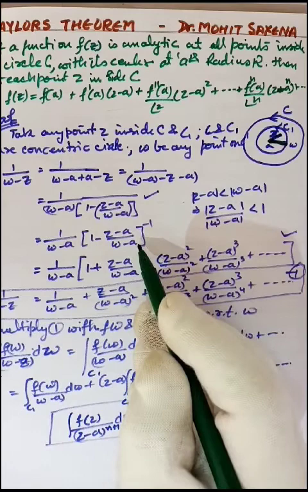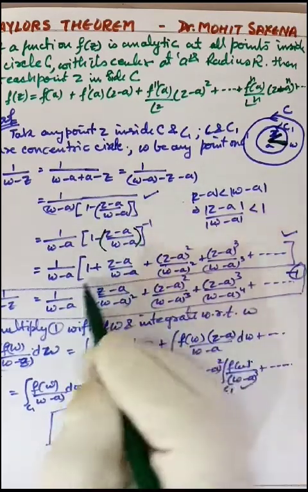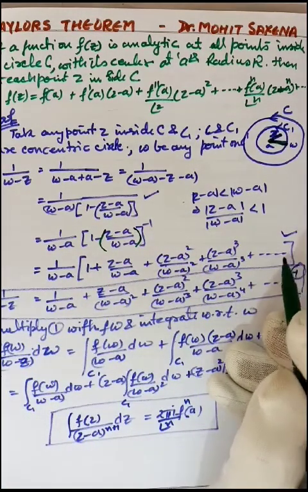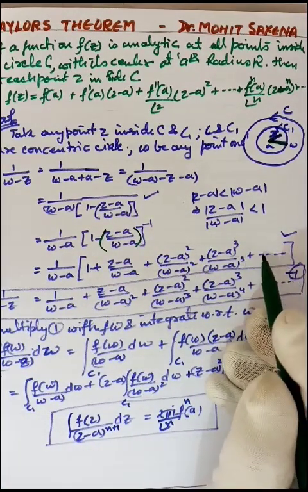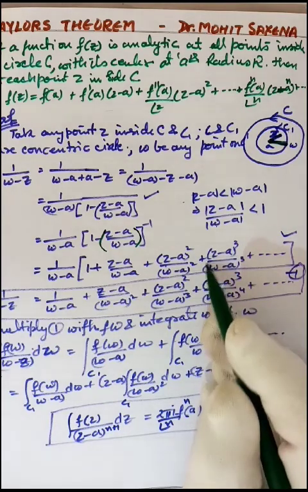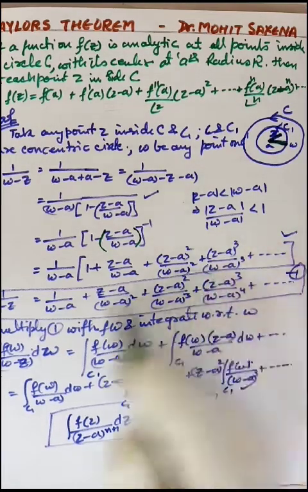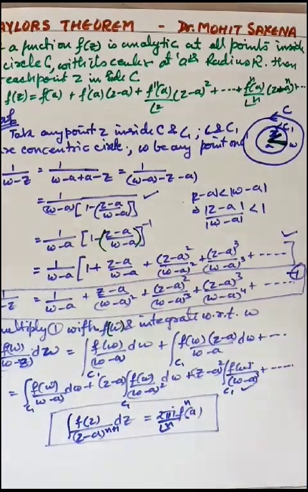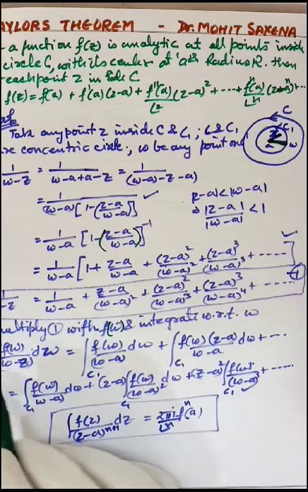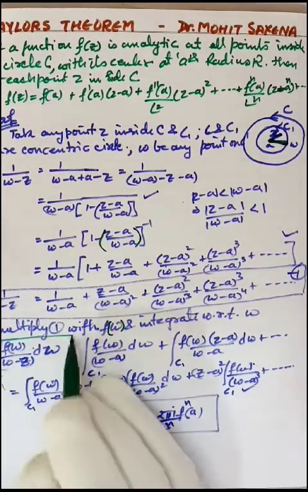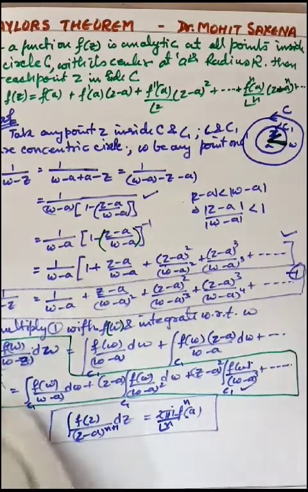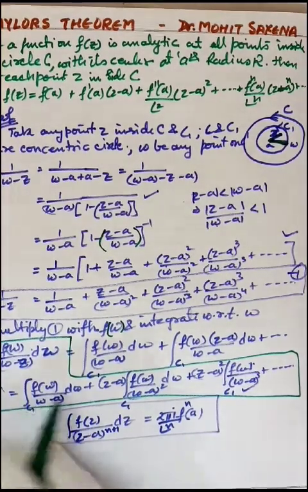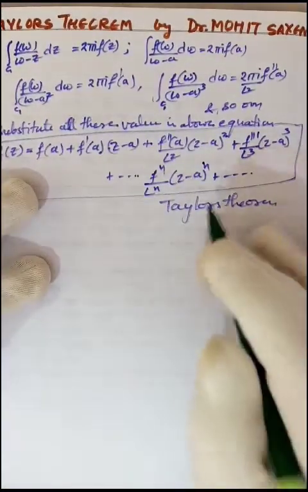This distance is greater than this small distance, therefore (Z minus A) upon (W minus A) is less than 1. So we can apply binomial expansion. After applying binomial expansion, we would get this expansion, which is uniformly convergent because the terms are less than 1. Therefore, we can multiply this with f(w) and integrate with respect to w. We would get this particular statement. Now apply Cauchy integral formula, and we would get our required result, which is Taylor's theorem.